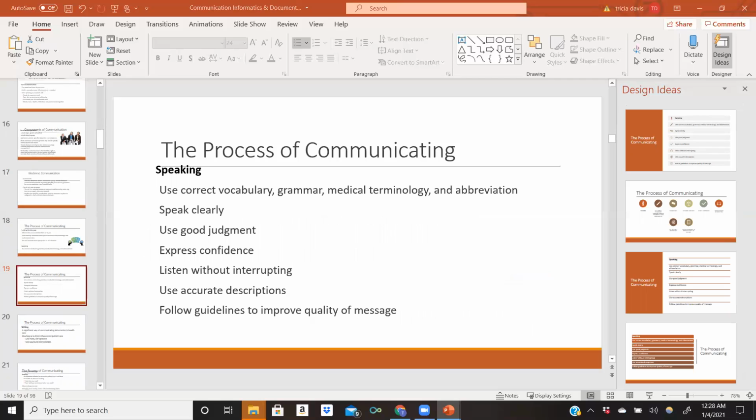You want to use good judgment when you're talking. You want to express confidence, even if you're not confident in what you're talking about. You want to walk the walk. And you want to listen to your patients without interrupting. Listening is one of the best things that you can do for your patients. People need to be heard. Even if you can't do anything to solve their problem, just listening to them makes them feel better. It shows them that you care.